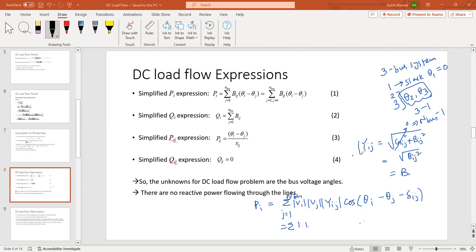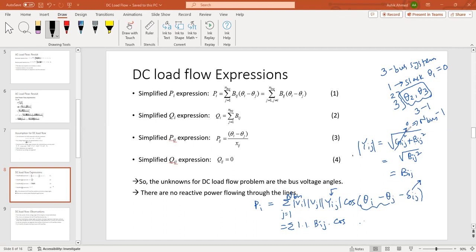So this is basically Bij. So Yij can be written as Bij, the susceptance entries of the Y bus matrix. Then cosine of theta i minus theta j is a very small angle. Delta ij, because delta ij is the admittance angle.